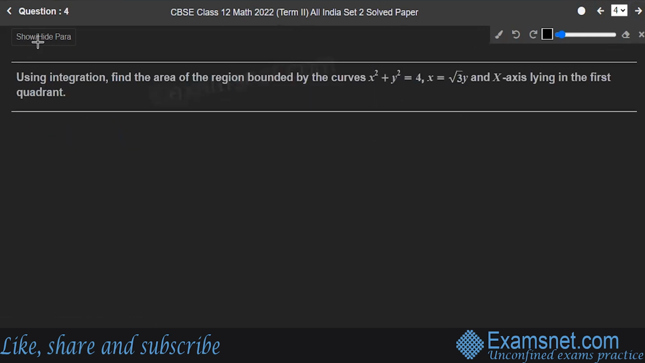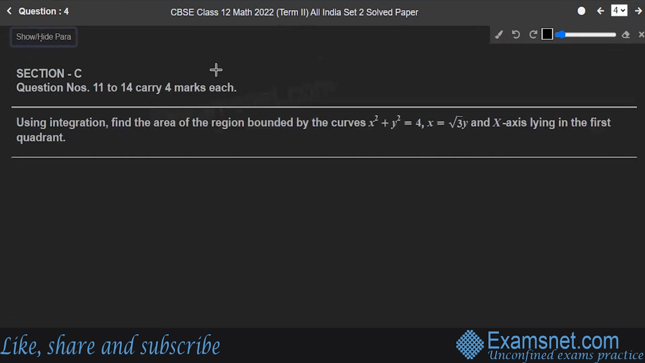Let's move to the next question, number 4. This question is carrying 4 marks. Now, using integration, you have to find out the area bounded by the curves x squared plus y squared equal to 4, which is the equation of a circle, and x is equal to √3y, which is a linear equation, and the x-axis lying in the first quadrant.